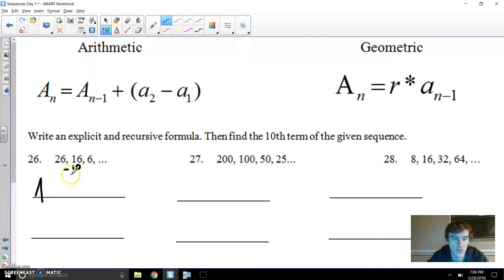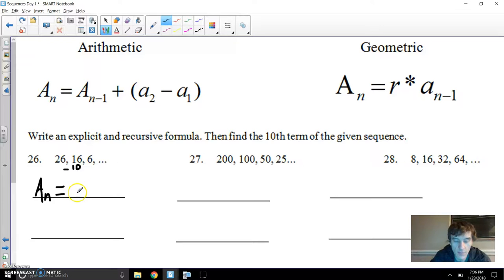This first one is subtracting 10, which I already had written. I want to write both an explicit formula, which helps me plug in some future term, like if I'm wanting to plug in 10 or something, and then also how to write it recursively, which means how does it build on itself.